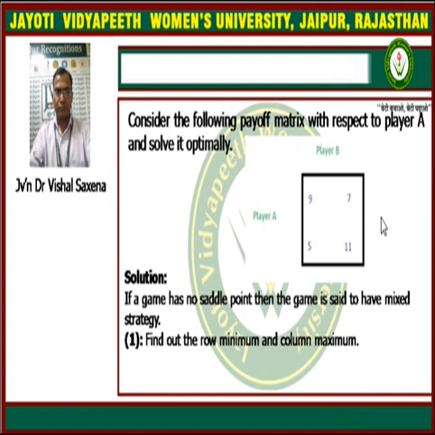Consider the following payoff matrix with respect to player A and solve it optimally. Here is the game, there are two players A and B, and we have to find the solution for this game. If a game has no saddle point, the game is said to have a mixed strategy, and this Oddment method is applicable for mixed strategy games also. So how can we find it?